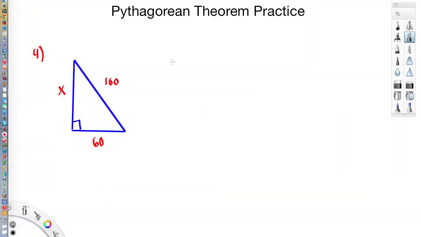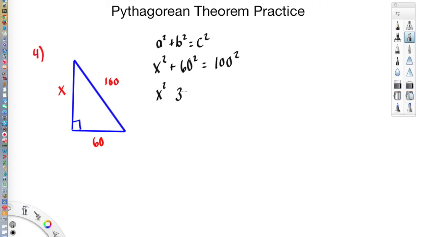Boys and girls, let's take a look at number 4. We need to find this missing side, which happens to be a leg of our right triangle. Again, we're going to use the Pythagorean theorem. A squared plus b squared is equal to c squared. Our height here we don't know, so that's going to be x. Our base is 60. We need to square that. And our hypotenuse is 100, which we're going to square. That's c. Okay, so let's bring down our mathematical information.